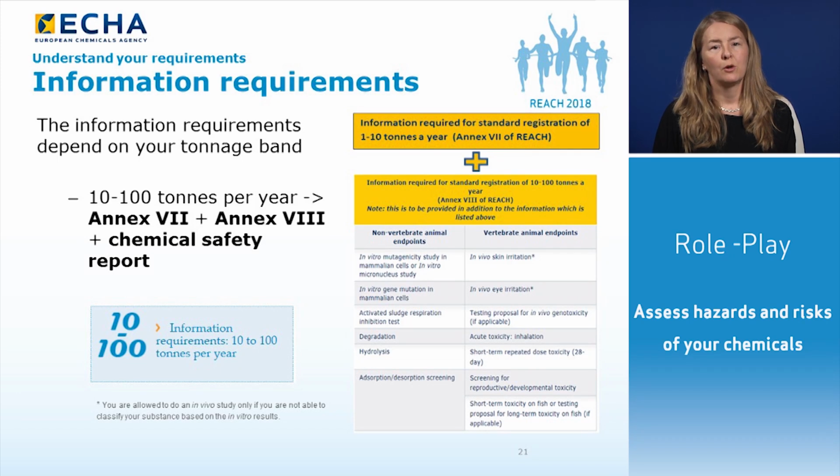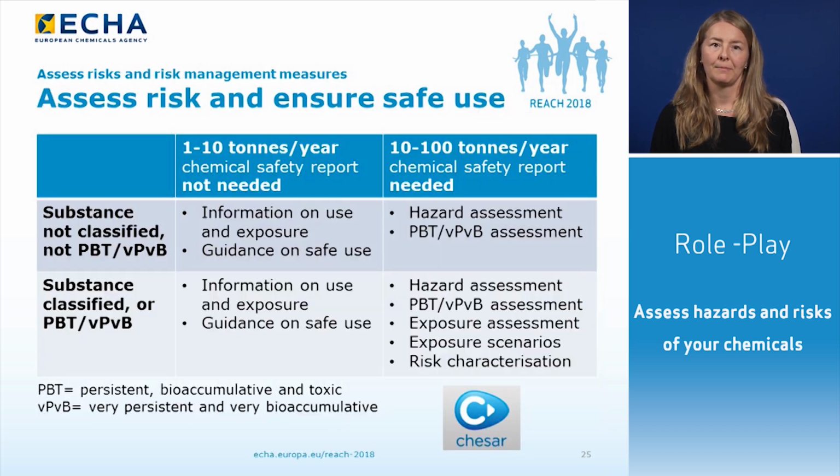We should try to be as thorough as possible at this stage, because a good quality dossier is less likely to require extra data if ECHA picks it up at a later stage. For a standard registration in the 10 to 100 tons per year band, you will need to provide still more ecotoxicological and toxicological information on the substance, in addition to the information which is needed for a registration in the 1 to 10 tons per year band.